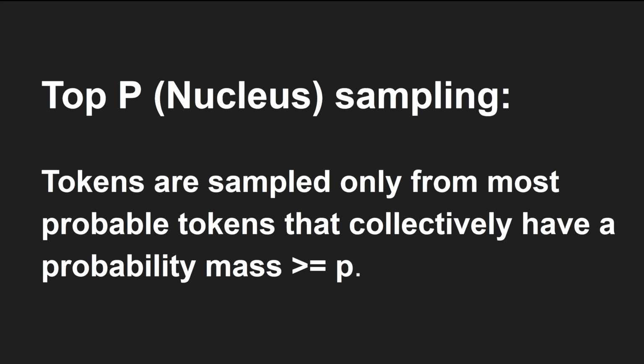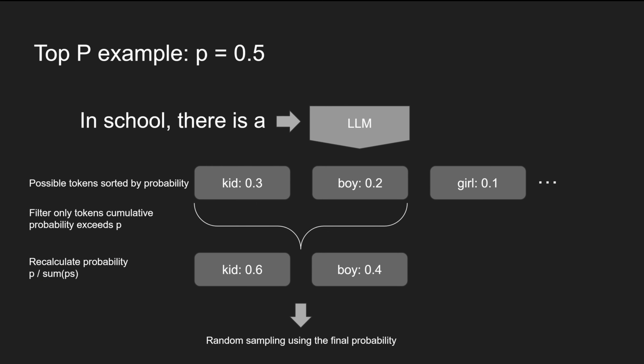Then it only selects each word within the P threshold and does the random sampling from the selected word set. It is easy to understand with the next picture. When LLM is generating the next word for the sentence "in school there is a", you can see there are next word candidates with their probabilities. When I set P to 0.5, the algorithm first sorts candidates by probability and collects words until the sum of these probabilities hits the P, which is 0.5 in this example. Since kid plus boy is 0.5, random sampling only happens between kid and boy.